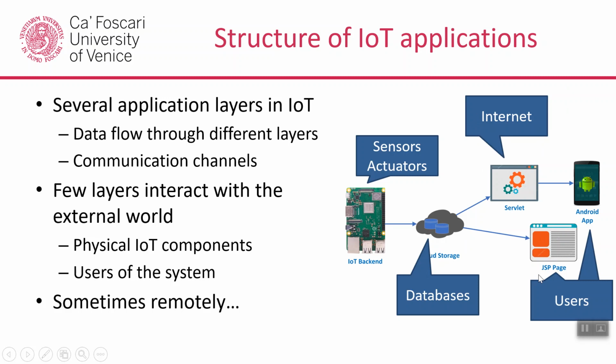And then maybe we have a JSP page and an Android application that are both accessible by users, who might use them to see the values of the sensors of our IoT system and also to take action, like, I don't know, switch a light on or off in the IoT physical system through different actuators. What is also important is that only very few layers inside an IoT application communicate with the external world, and the external world, let's say, is the physical world or the users of the IoT system.